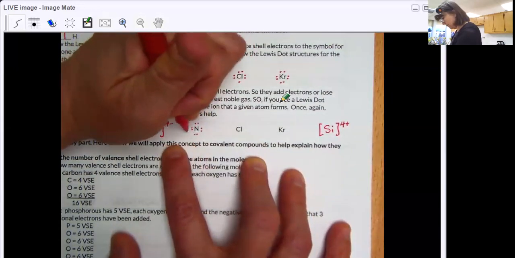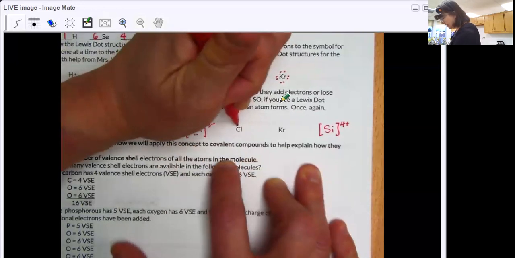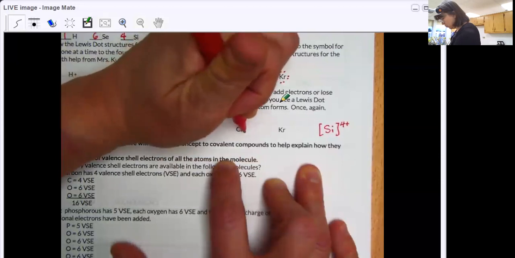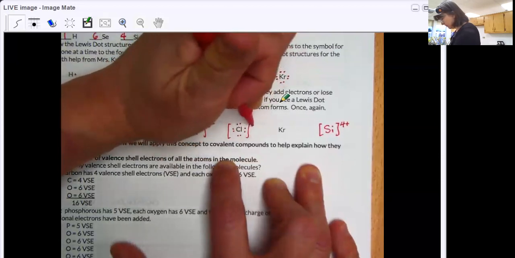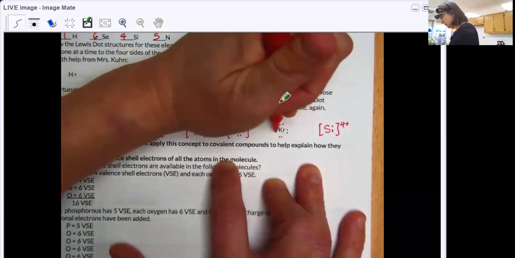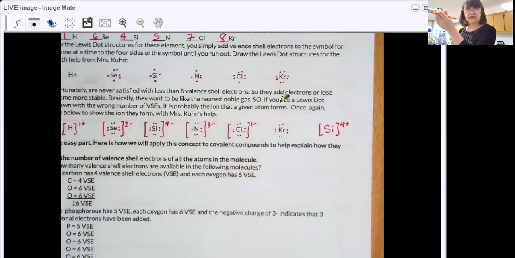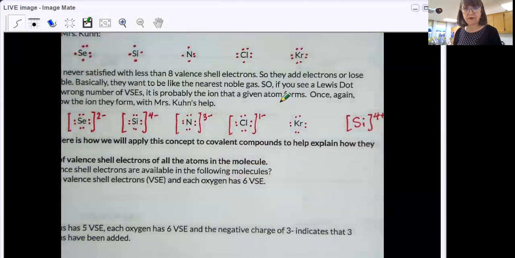3 more and be -3. Fluorine has 7, so it's going to gain 1 more and be -1. And krypton already has 8, so it is good just as it is. So there's a little bit more of a close-up of those.